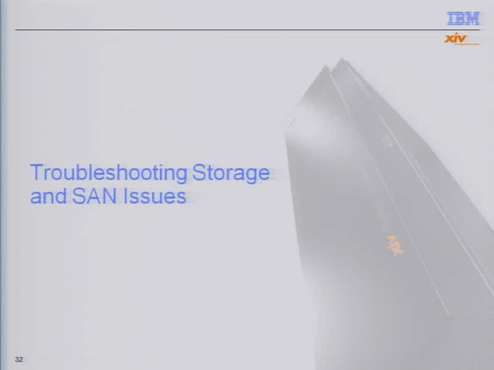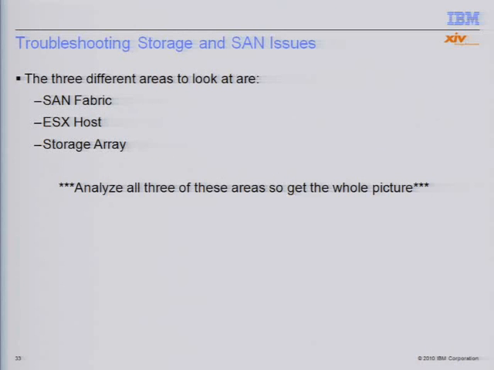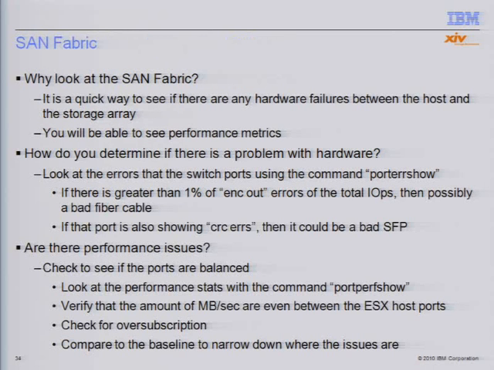So let's go quickly into troubleshooting the storage array itself. There are three different areas you want to look at: the SAN fabric, the ESX host, and the actual storage array. I always like to look at the SAN fabric first. The SAN fabric is the glue that holds it all together. You have your storage array on one side, your host on the other, and in the middle you have your fabric. It's a good place to start because it shows you both sides of what's going on. You can see performance problems, and you can see hardware problems.